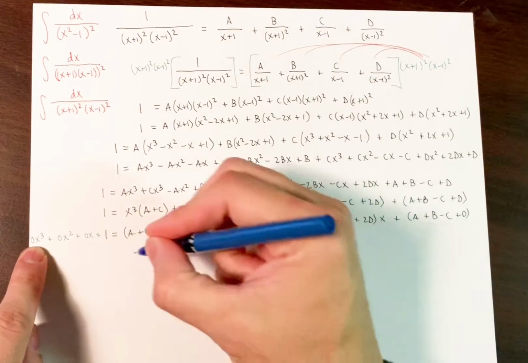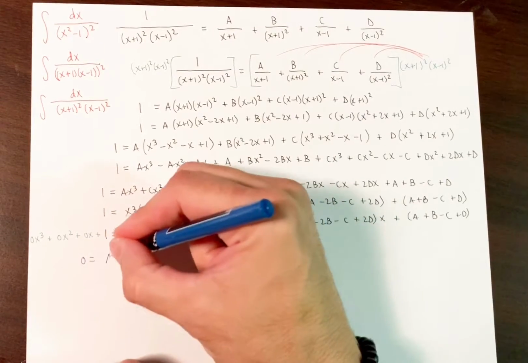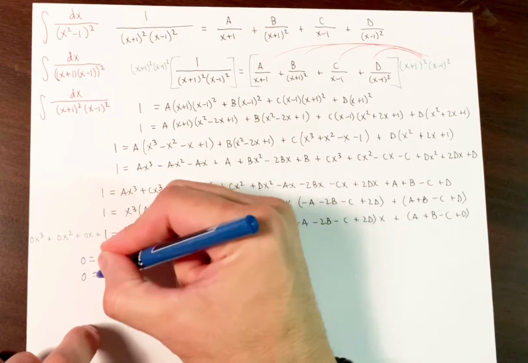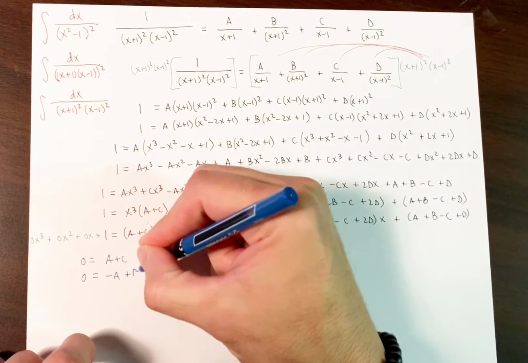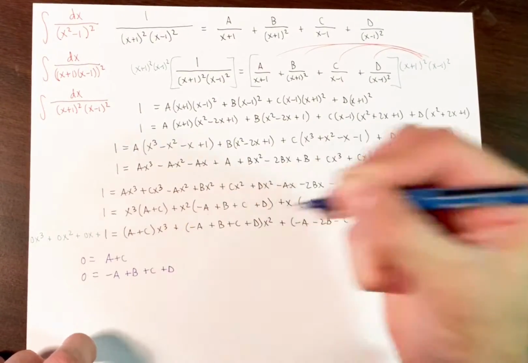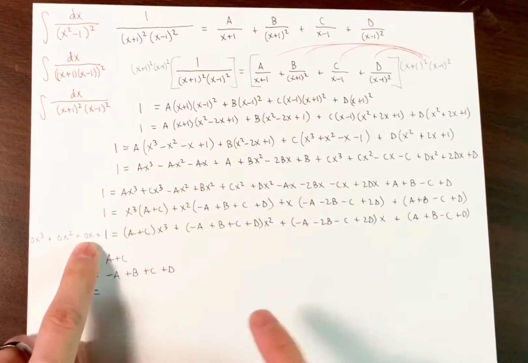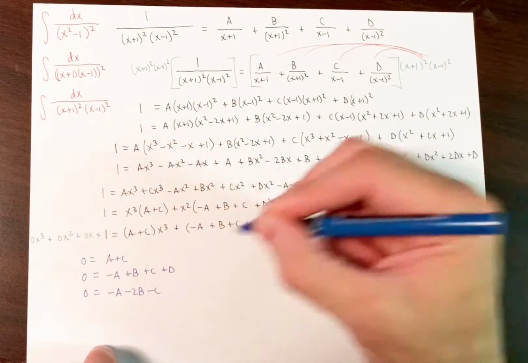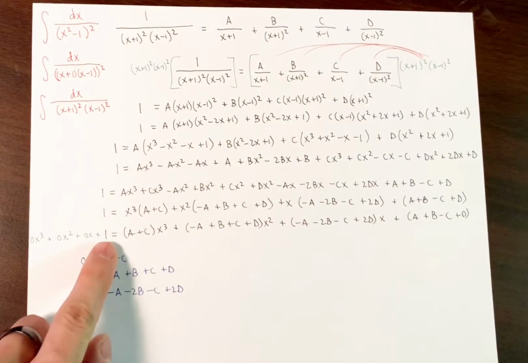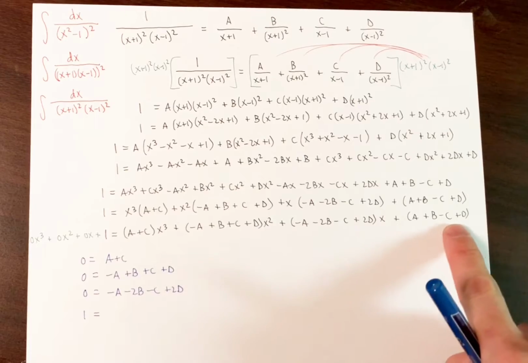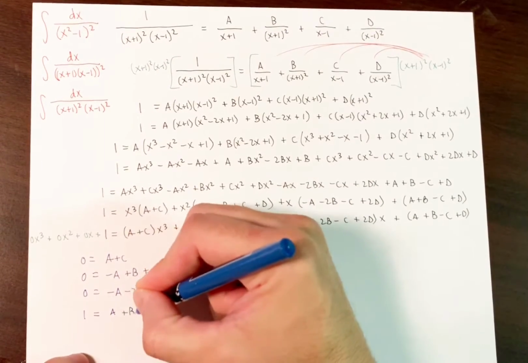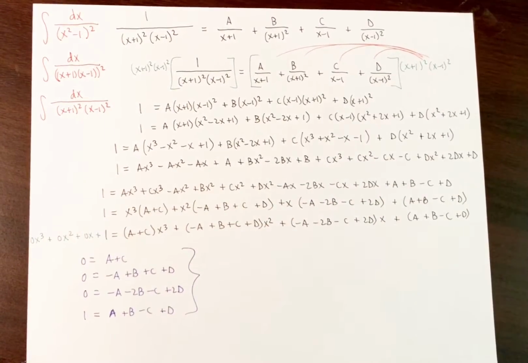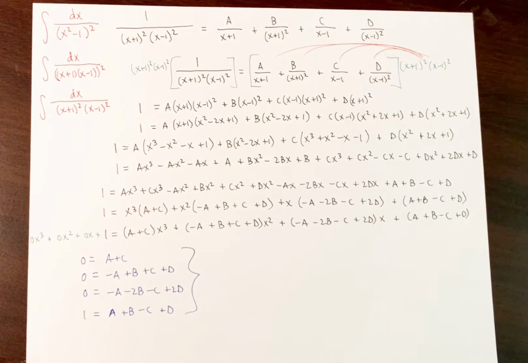Logically speaking, 0 would have to equal a plus c. 0, which is next to x squared, has to equal all of this, which is next to x squared. And then this 0 here would have to equal all of this there. And finally, 1 would have to equal a plus b minus c plus d. And so we have constructed here a system of equations, which must now be solved.